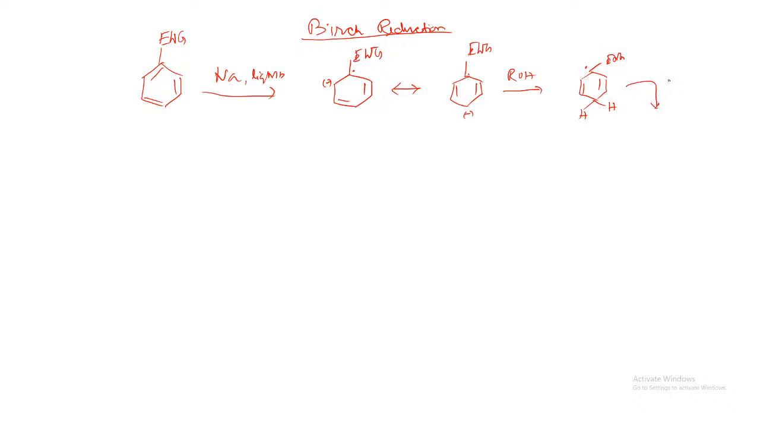And now again another sodium will come. You get the anion here. And now you can use an alkyl halide. Suppose if you use iodomethane, your alkylation will happen. So this selectively happens at the carbon where the EWG group is attached. So the same mechanism happens with spiral.